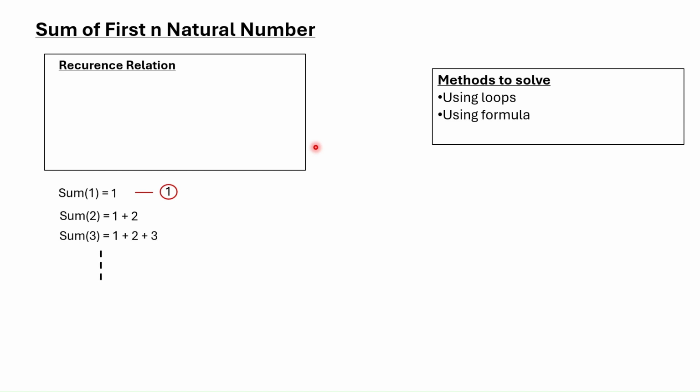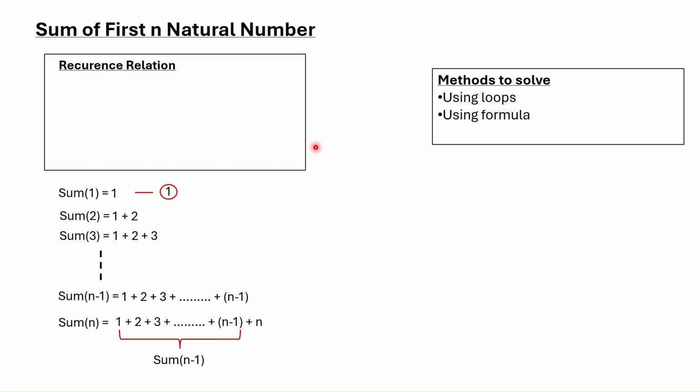And similarly, we can write that the sum of n minus 1 natural numbers is 1 plus 2 plus 3 till n minus 1 terms. And similarly, we can write the sum of n natural numbers as 1 plus 2 plus 3 till n terms. And if we look at this portion, what is this? This is the sum of n minus 1 natural numbers. So now we can write that the sum of n natural numbers is the sum of n minus 1 natural numbers plus n. Let's name it as equation 2.